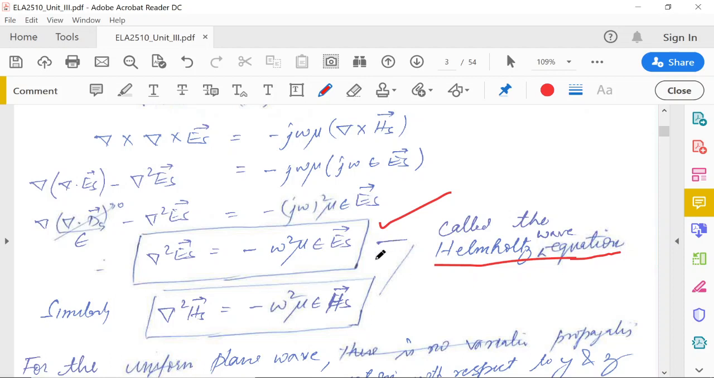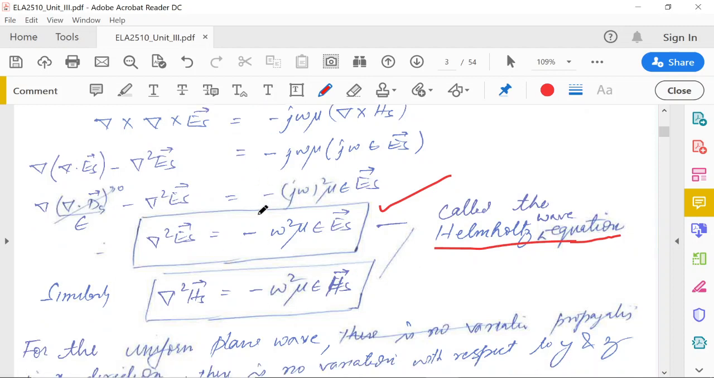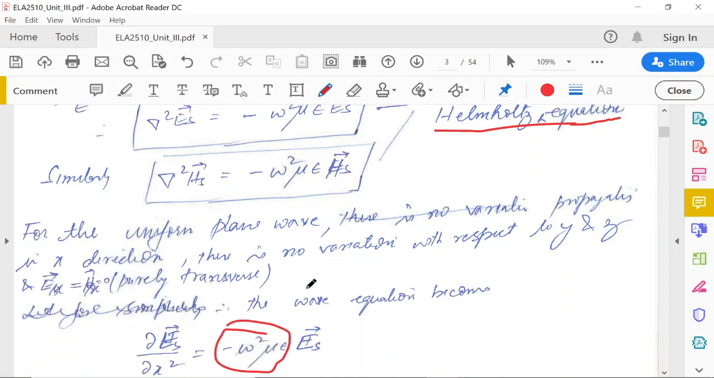So these equations, the wave equations in the phasor form, are called the Helmholtz wave equation. Now the solution of this wave equation will give you the electric and magnetic fields. Okay. And we are focusing on the uniform plane wave.